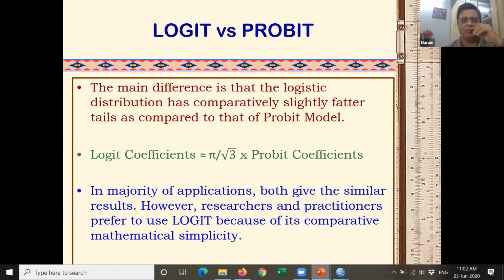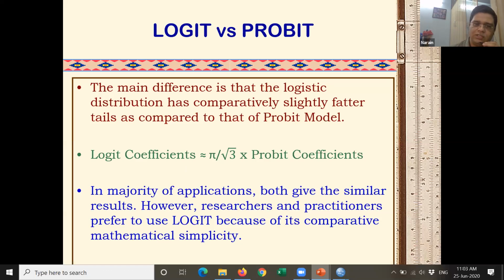Second thing is the Logit and Probit coefficients are not much different. You can derive a Logit coefficient on an approximated basis from a Probit coefficient and vice versa. So pi, which is 22/7 or 3.14159, divided by square root of 3, comes close to 1.8 something. So if you multiply a Probit coefficient by 1.8, you can get the Logit coefficient itself. So one can be transformed into another, so that's not much of an issue. But for mathematical simplicity and ease of manipulation, the Logit model is generally preferred by practitioners and researchers over a Probit model.